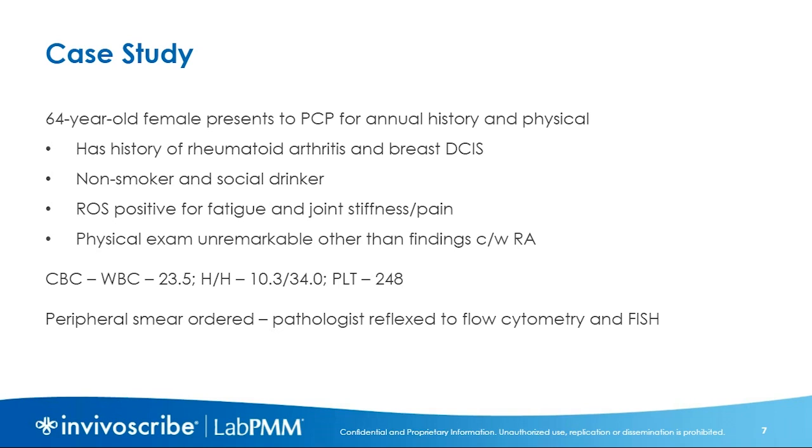The CBC shows a white blood cell count of 23.5, a hemoglobin of 10.3, hematocrit of 34, and a platelet count of 248. Peripheral smear is ordered with a pathologist review, as the manual differential shows more lymphocytes than neutrophils. And the pathologist decides to reflex to flow cytometry and FISH.